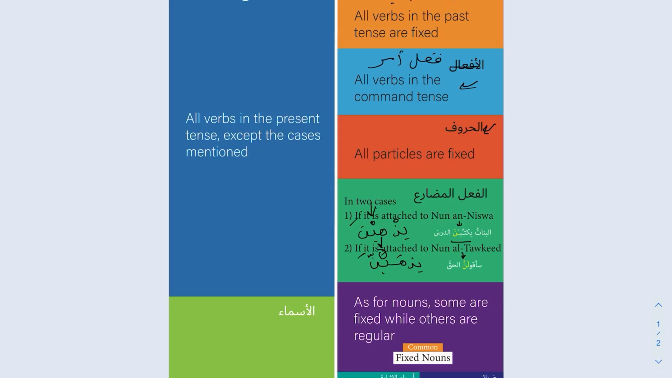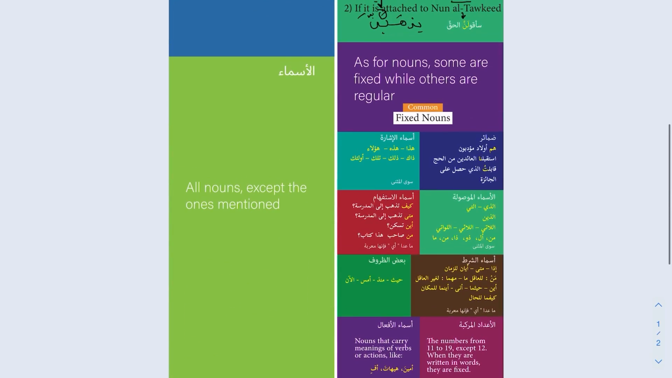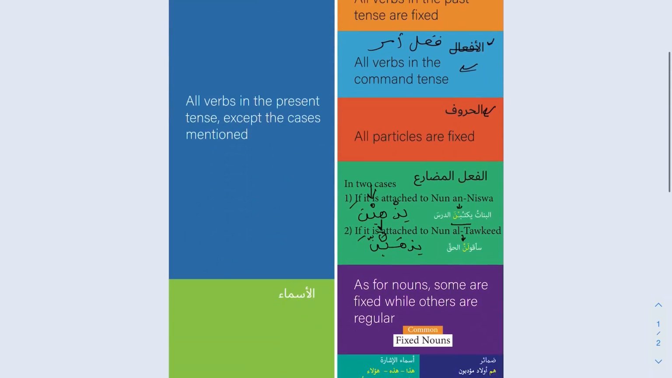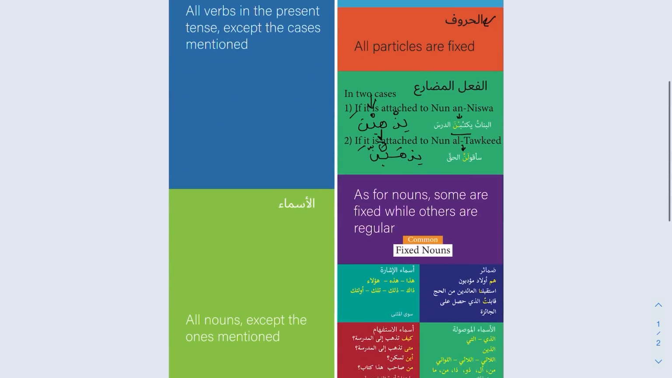طيب. So this infographic needs some corrections here. I'm going to make them and upload it to the module, inshallah, so you can download it. طيب. What about the nouns? These are the particles and verbs. What about the nouns?